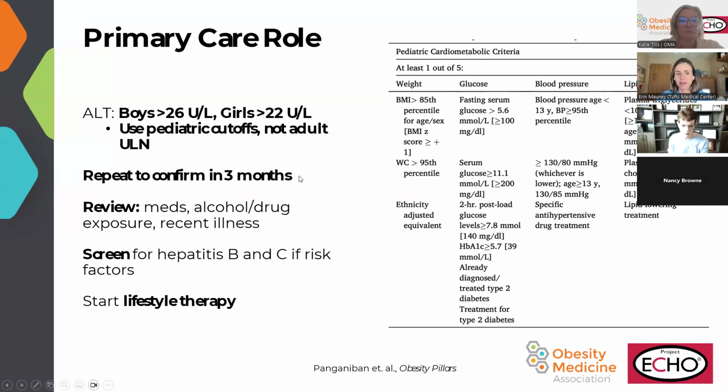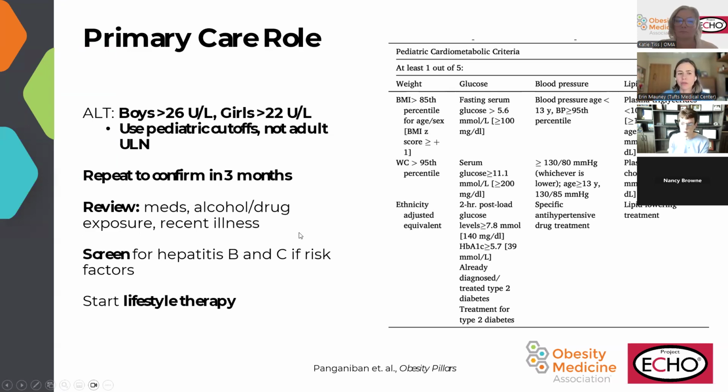So after the primary care correctly identifies the patient to screen and identifies the elevated ALT, they should initiate lifestyle management and then repeat to confirm that the ALT remains elevated in 3 months. A transient elevated ALT is actually quite common. There's lots of things that can bump it, including a viral illness or muscle trauma if they were just very active. So it is important to see that it is a sustained elevated ALT over at least 3 months.